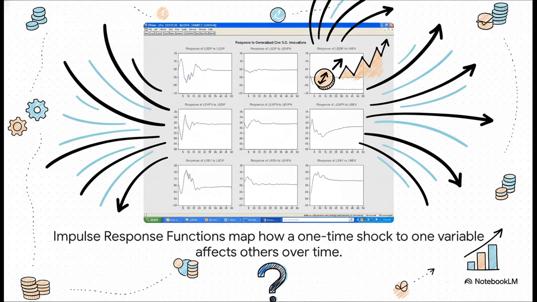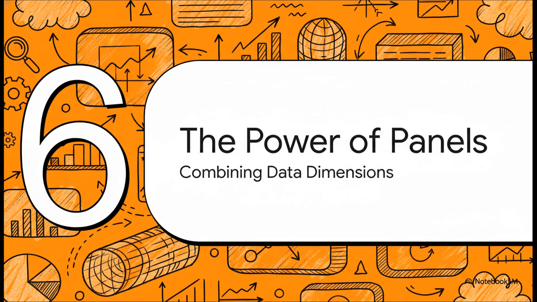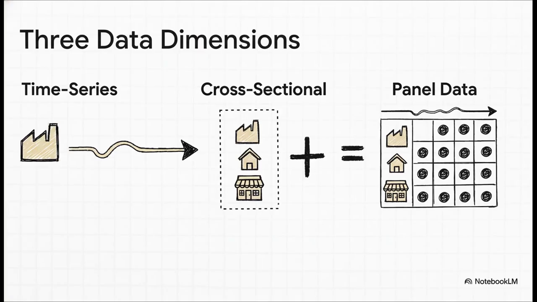It's so cool. For our final tool, we're going to look at something that gives us an even more powerful lens. It works by combining different dimensions of data together, which gives us much richer, more robust analysis. So far we've talked about looking at one thing over a long time. That's time series data. Or looking at many things at one single moment. That's cross-sectional data. Well, panel data is really the best of both worlds. It lets us track many different things over many different years, all at the same time.